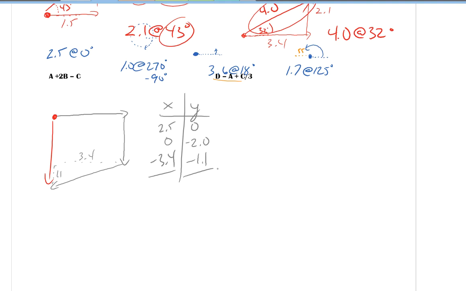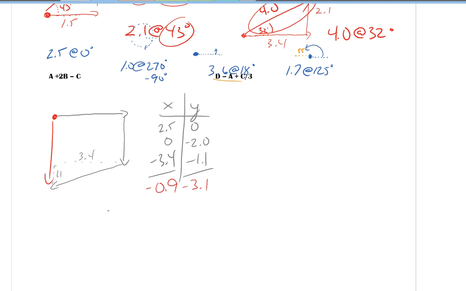Now that I have all my components, I'm just going to add them together. So I've got the 2.5, and I've got 3.4, which is negative. I put them together, and I end up with negative 0.9. I've got these three, put them together, that's negative 3.1. All right, so I've got my total x, I've got my total for my y's. Now I'll make my new triangle.